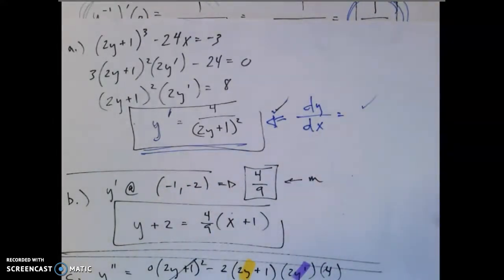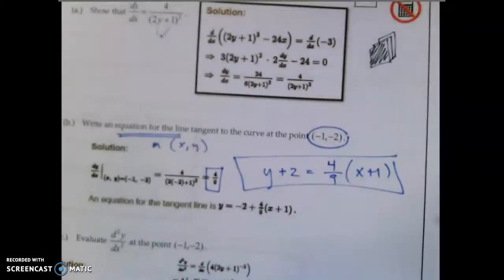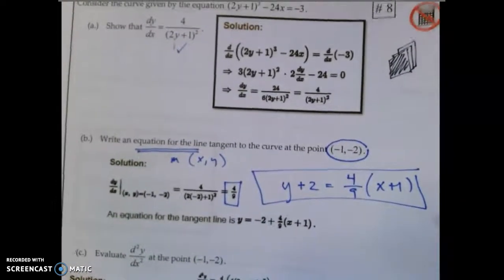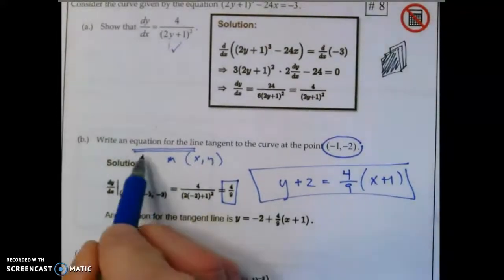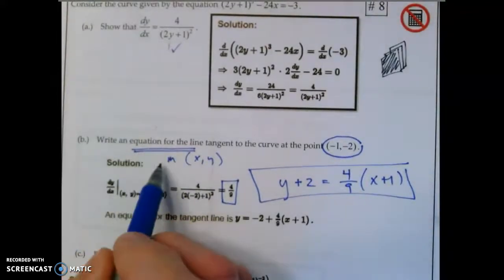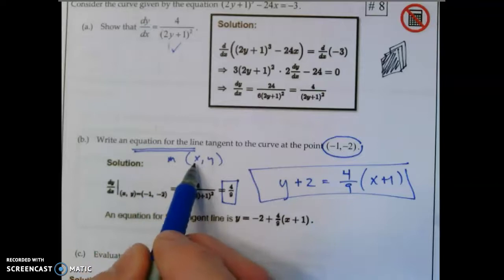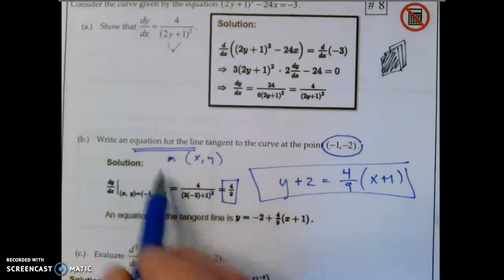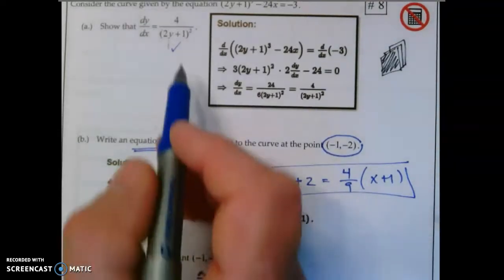Part B is write the equation of the line tangent to the curve at the point (-1, -2). Well, just like every other time we've done this, equation of the line means I need my slope and I need my coordinate point.